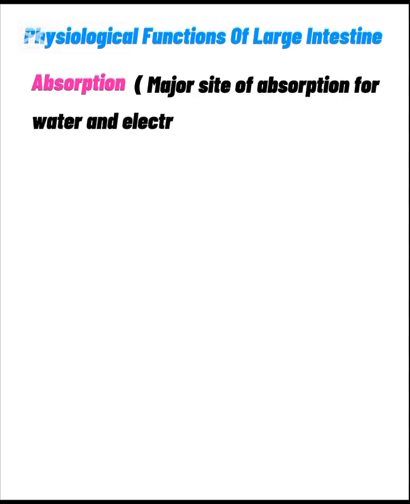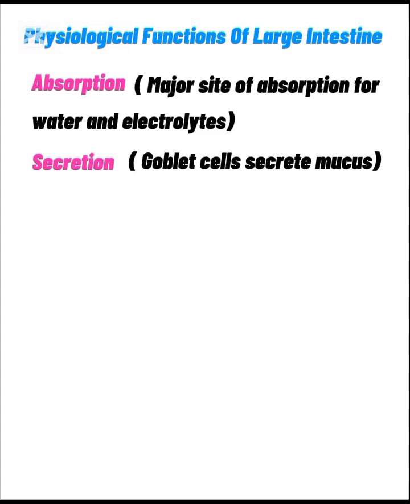Major physiological functions of the large intestine are absorption. Large intestine is the main site for the absorption of water and electrolytes. It converts the liquid chyme into semi-solid feces. Mineral salts, vitamins, and some drugs are also absorbed here. Secretion. Goblet cells in the mucosal layer of the large intestine secrete mucus that lubricates the feces and protects the mucosa.